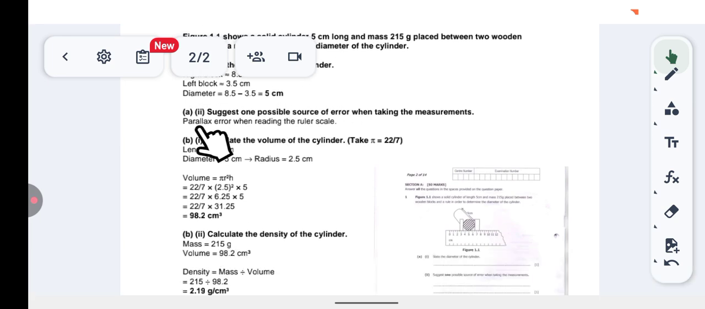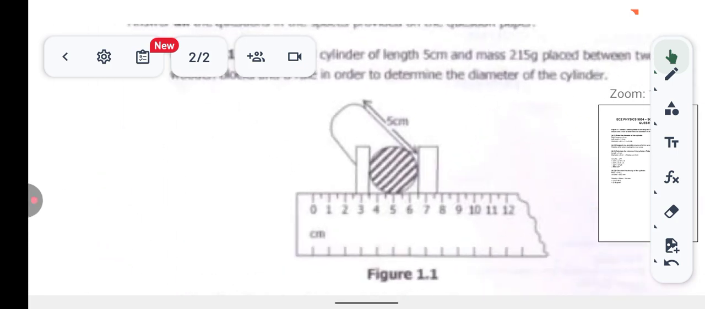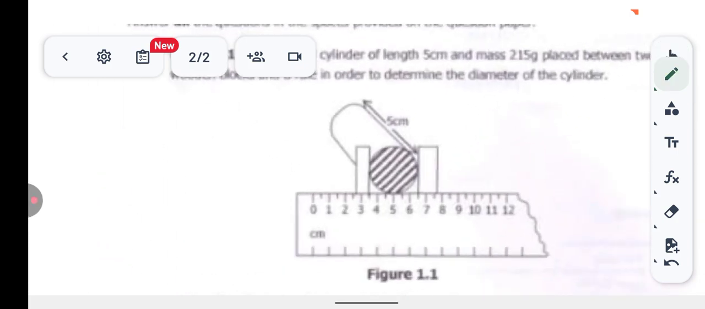Then moving on to the next question, question A2: suggest one possible source of error when taking measurements. One possible error which can happen when taking the measurement is the parallax error. The parallax error is simply an error whereby, for example, this is your eye.